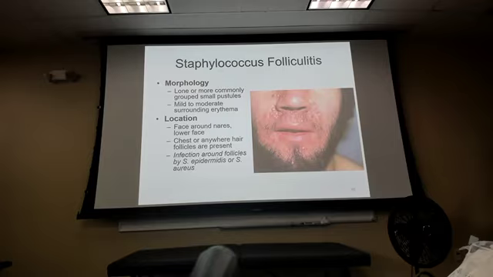Next, Staphylococcus folliculitis. Again, that last line down there talks about an infection around the follicles by epidermidis or aureus. What are the S's there? Good. Morphology: lone or, more commonly, grouped small pustules with mild to moderate surrounding erythema. Face around the nares, lower face, chest, or anywhere hair follicles are present, right? So this is just having that staph get into the hair, which causes us to have folliculitis.